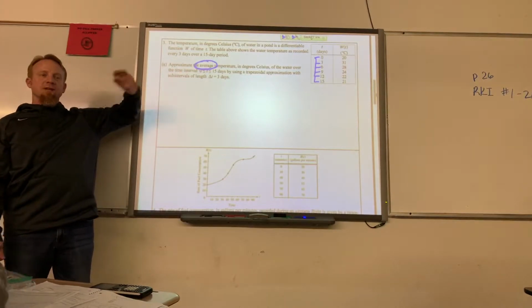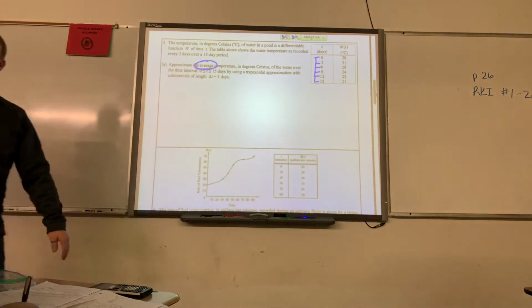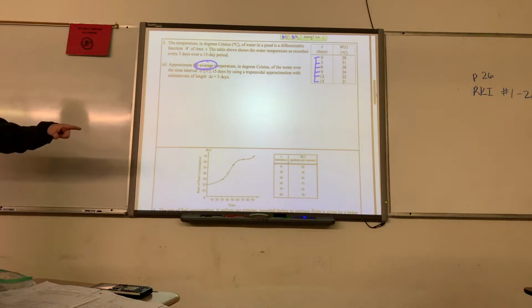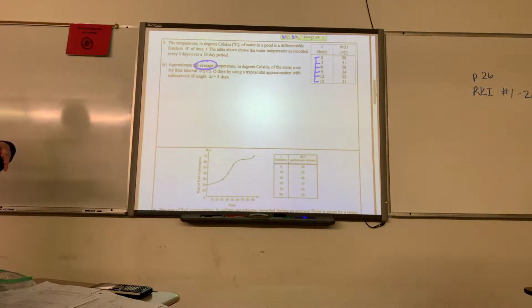When I see that word average, what do I need? A-rock. I need A-rock. Okay. With what values? If I want average temperature, what values do I need? What? I want what time on the bottom? All right, I want to integrate W.